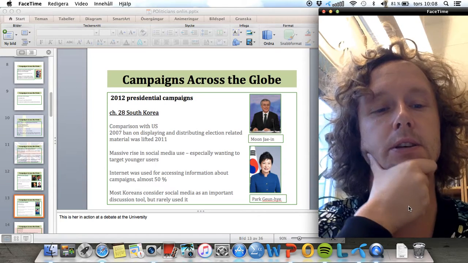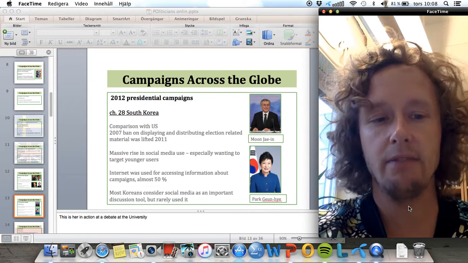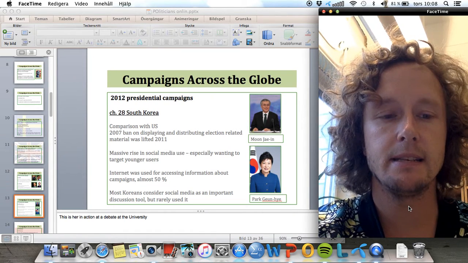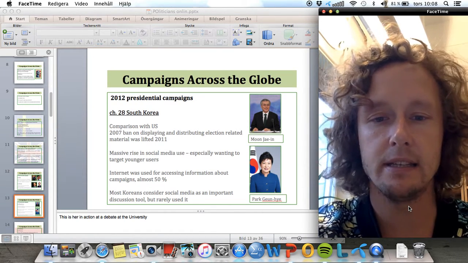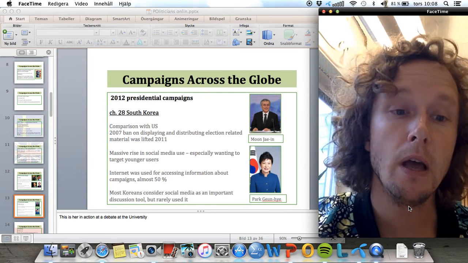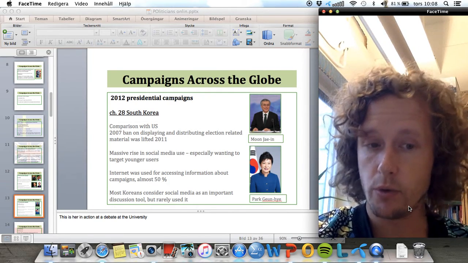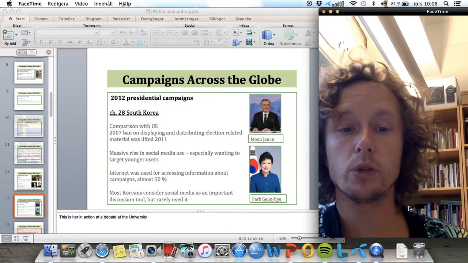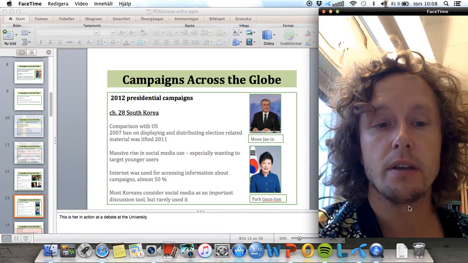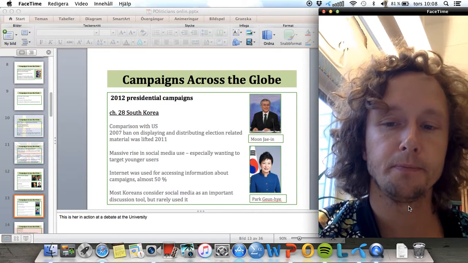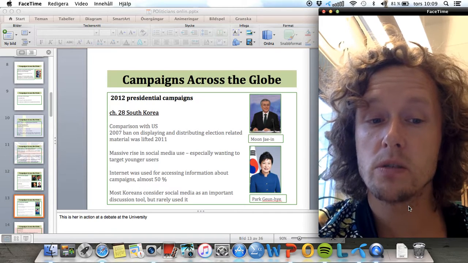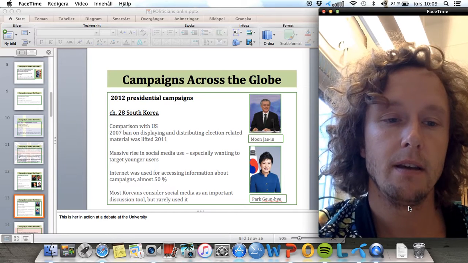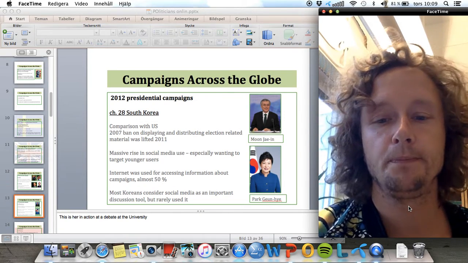This chapter is very much a comparison with the US, and the rationale for this chapter is that electronic related material, in terms of election display and distributing electronic related material, was banned in South Korea, but this ban was lifted in 2012, opening up the possibilities for social media to be used in the 2012 presidential election. So what they saw then was a massive rise in social media use, especially targeting younger users.